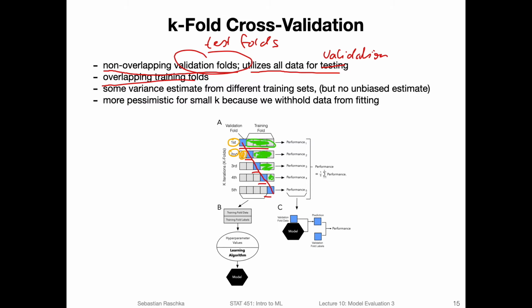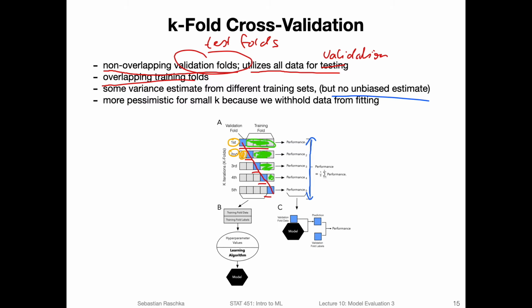Another thing is that it makes it hard to estimate the variance from the different training sets. We can actually take a look at the variance here based on the different performances. If we consider this as a distribution, we can take a look at the variance to get an idea of the variance of the model, related to what we talked about with the bias-variance decomposition, when we had the expectation over the training sets. However, the problem is that there's the overlap, so it's kind of impossible to get an unbiased estimate of the variance.